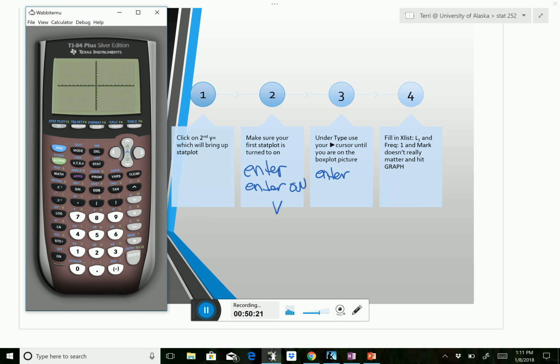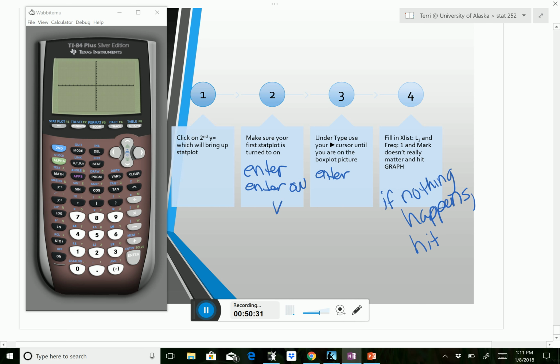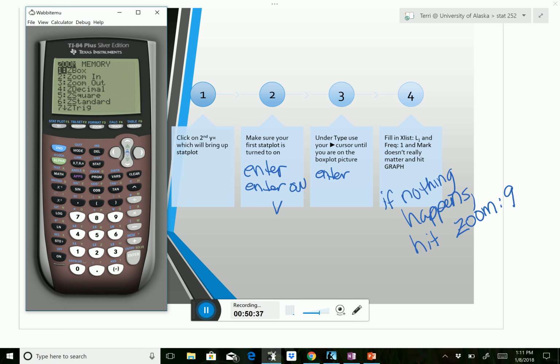Now sometimes nothing shows up. If nothing happens, hit zoom 9. So we hit zoom number 9, and there it is. There's my box plot.